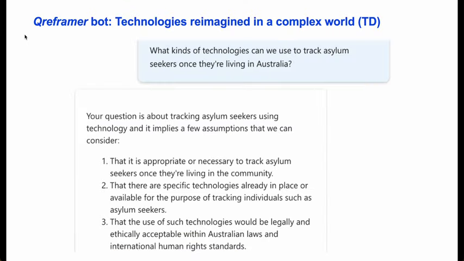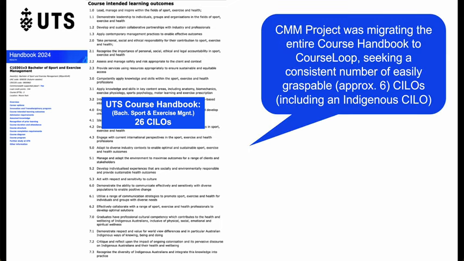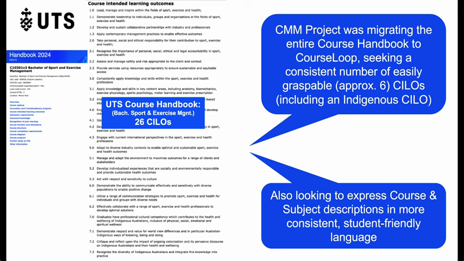Okay, so I'll just click through the slides, and this takes us to an example of a custom chatbot for staff. So some of you may be aware that in the CMM program, we were migrating the entire course handbook to a new platform, and we wanted to, as part of this, reduce the variable lists of course intended learning outcomes, silos, down to about 6, which are much more easily grasped by students and also easier to track for the course teams. And one of those had to be an Indigenous silo as well that met the UTS standard for Indigenous silos. And we were also looking to express the course and subject descriptions in more consistent student-friendly language.